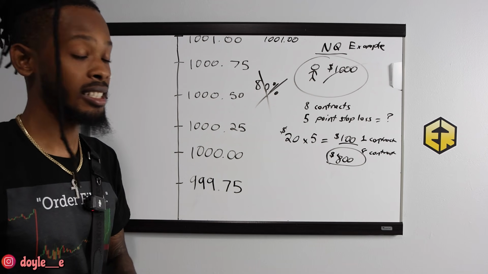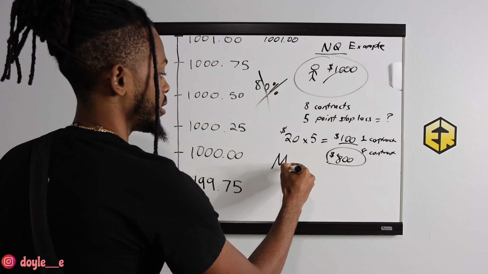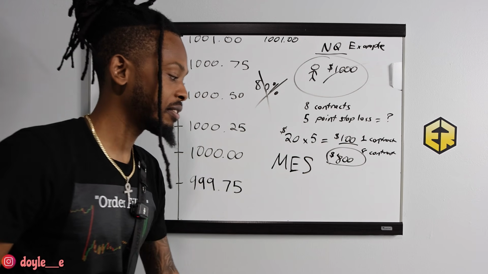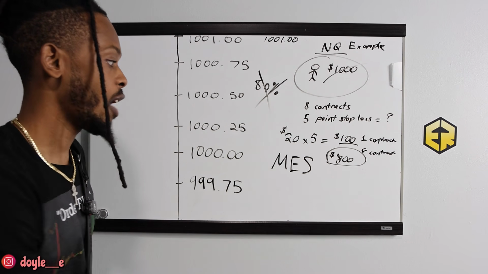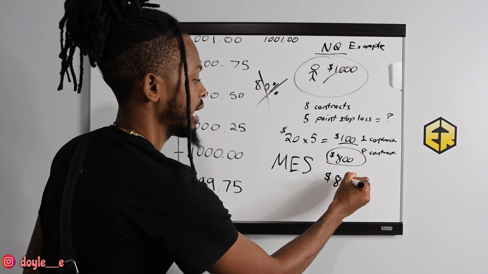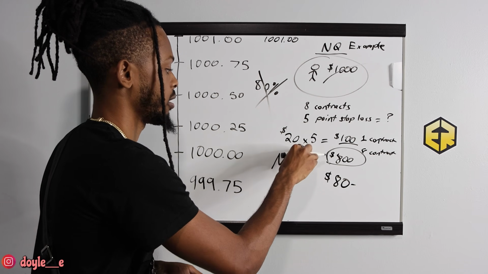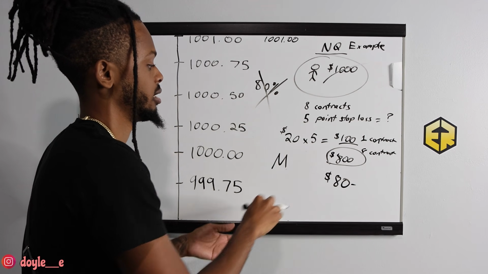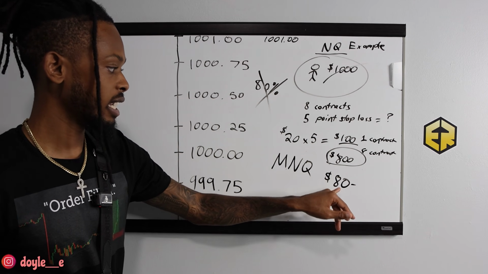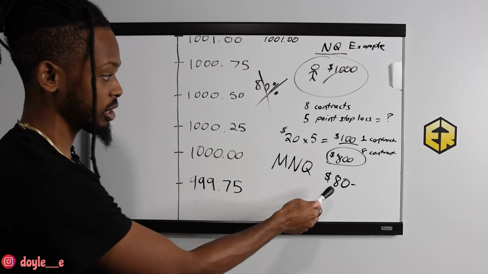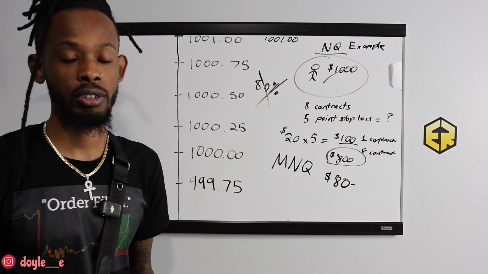Lower your contract size. Now, imagine if she was trading the micro. Remember, it's 1/10 of the $800. That would be considered an $80 loss if she was to take that on the micro. My fault, y'all. Not the ES, NQ, because this is a NASDAQ example. My bad. She'll be losing $80 if she was to take this exact same play. 8 contracts, 5-point stop loss, but on the micro, she'll be losing $80.